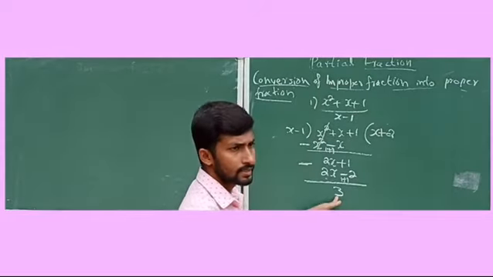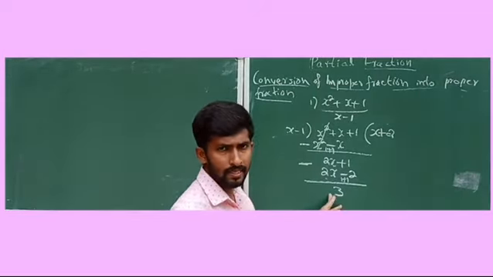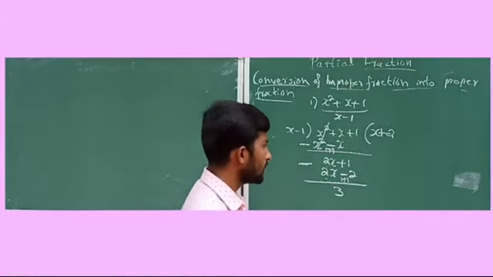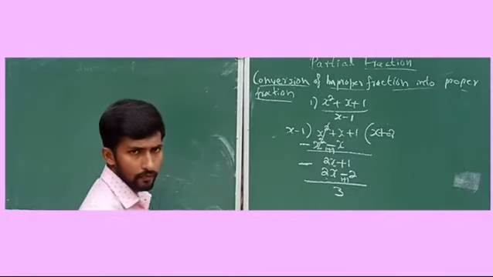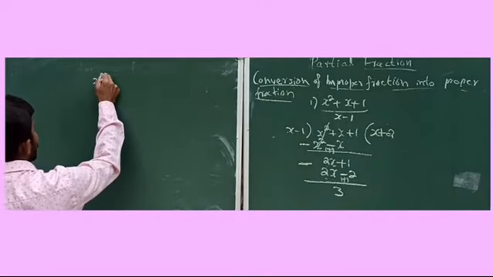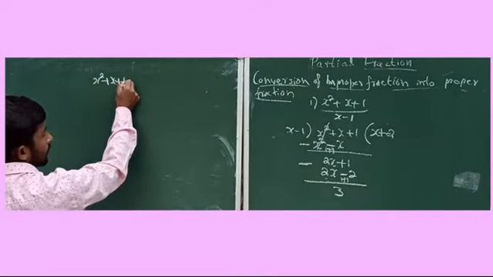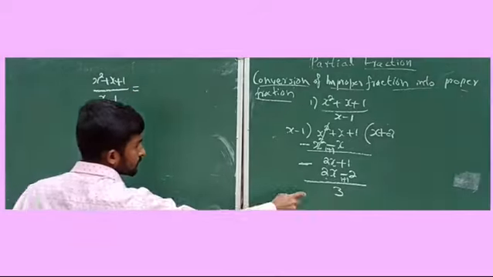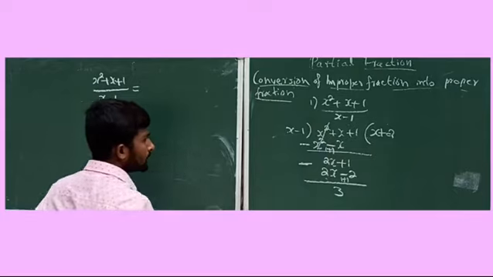Here see, degree is 0, right? No x means degree is 0. Here x minus 1, degree is 1. Okay, so after simplifying, you can write x square plus x plus 1 divided by x minus 1 equal to, first write the quotient, that is x plus 2.